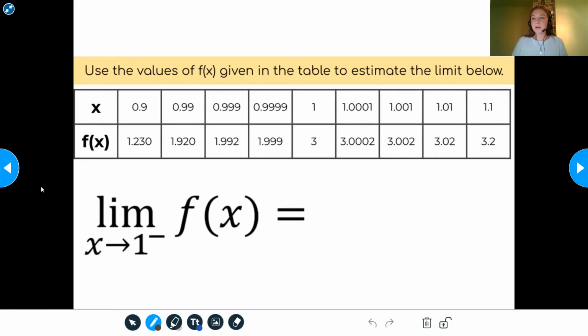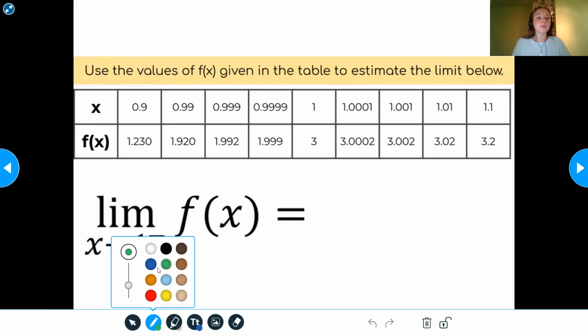Here we have a table and the directions state, use the values of f of x given in the table to estimate the limit below. Now, this limit given has a small negative in the exponent, so we know that this is the limit as x approaches 1 from the left of f of x. And that's our first hurdle when it comes to tabular limits. How do we know if we are approaching an x value from the left or right when we're looking at a table?